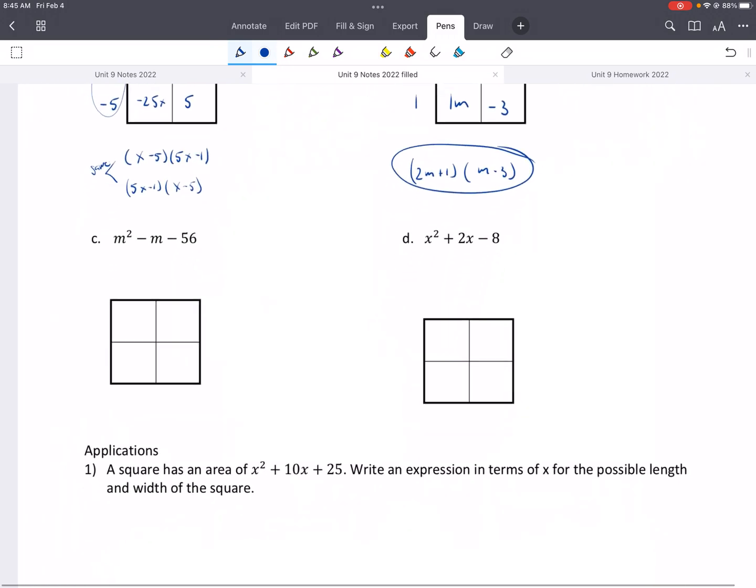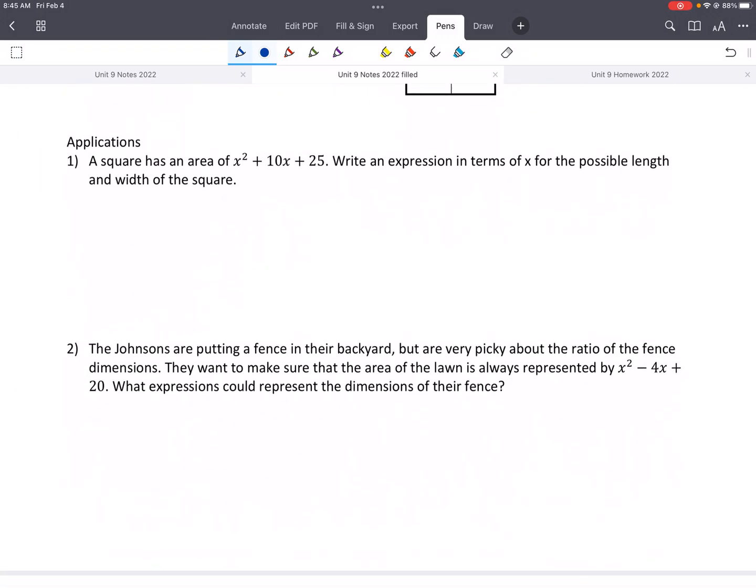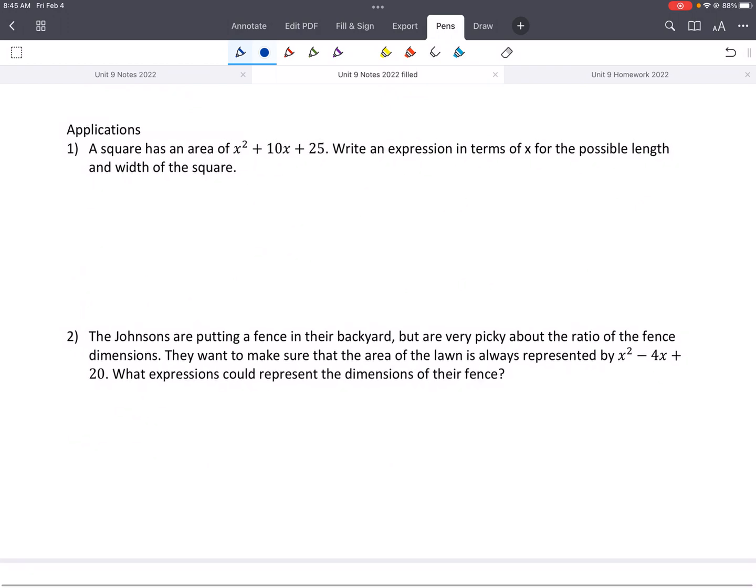All right, so there's just a couple others. I'll probably just save those, maybe at the very end if you want to watch that. Okay, so let's talk about application. So it says the square has an area of x squared plus 10x plus 25. Write an expression in terms of x for the possible length and width of the square. So we want to find what the length is, we want to know what the width is.